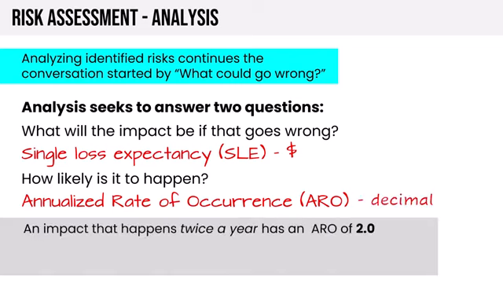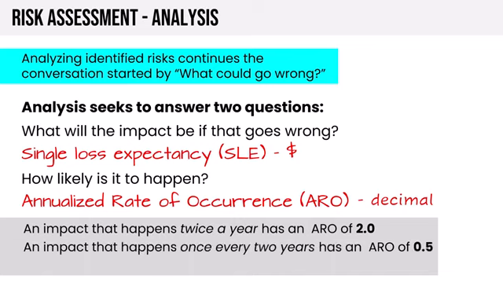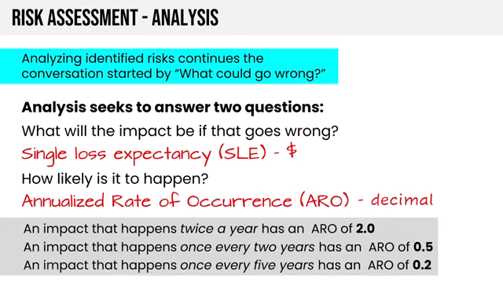So for example, an impact that happens twice a year has an annualized rate of occurrence of 2. An impact that happens once every 2 years has an annualized rate of occurrence of 0.5. And an impact that happens once every 5 years is 0.2. So by those numbers, you can guess that a risk that happens once a year would have an annualized rate of occurrence of 1.0.